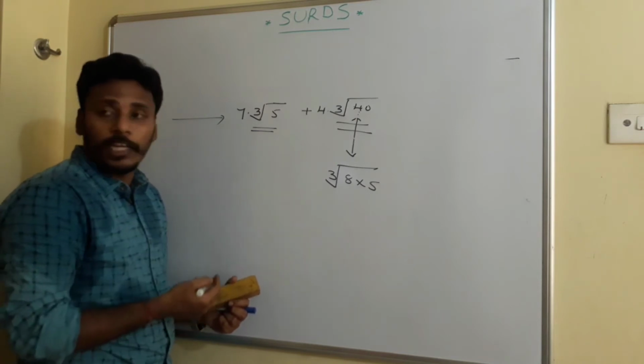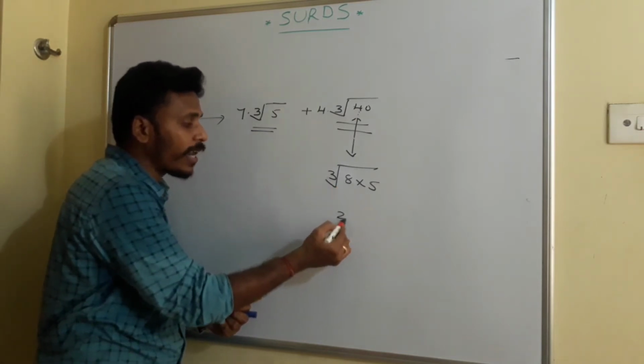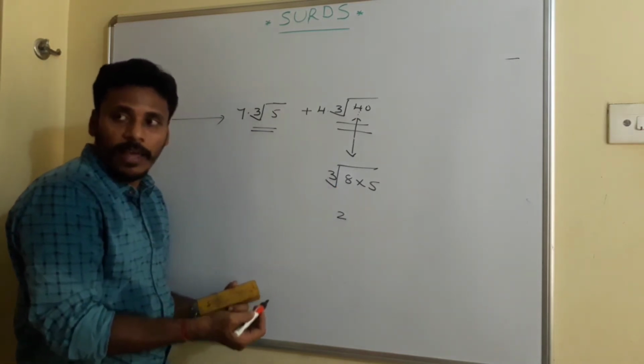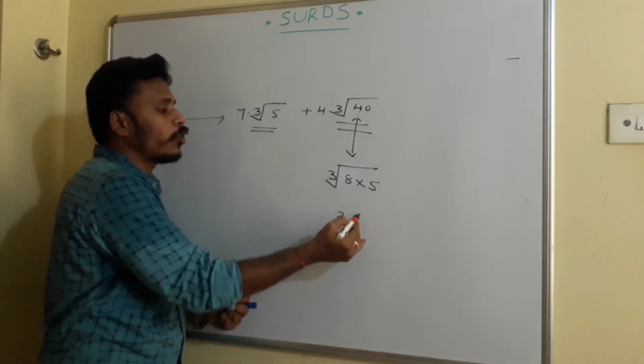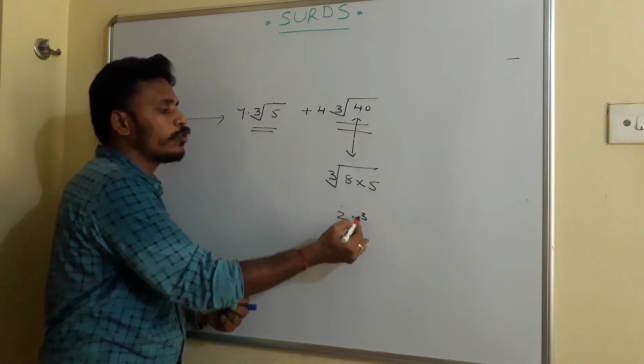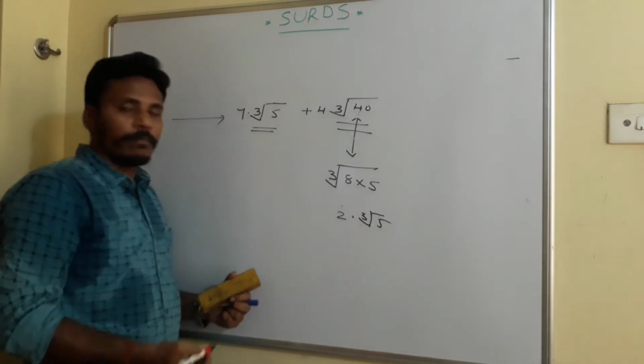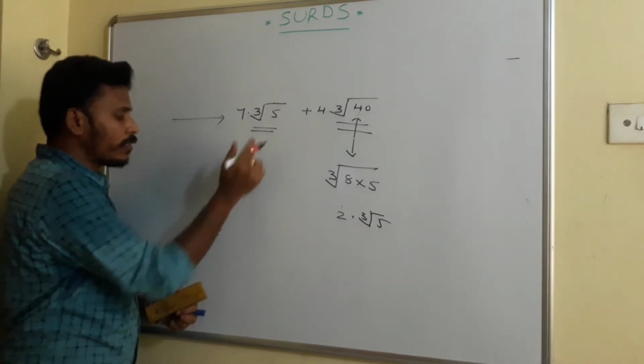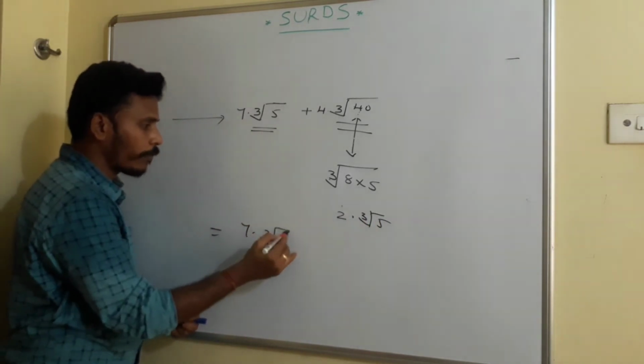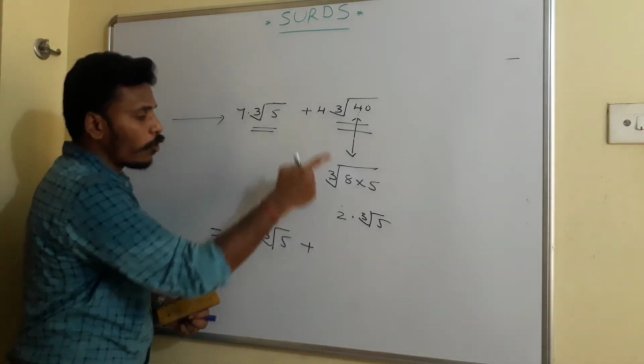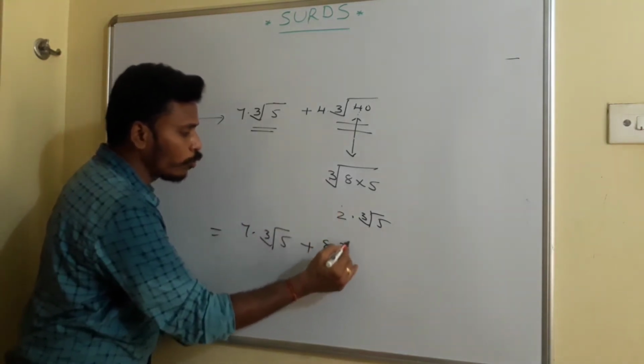Since 40 is 8 into 5, this cube root of 8 can be written as 2. I think we are all aware. This cube root of 8 is 2 into, this 5 can't get out, so you just write it as cube root of 5. Now at the end, what you have is 7 into cube root of 5 plus, now this is 4 into 2, 8 into cube root of 5.